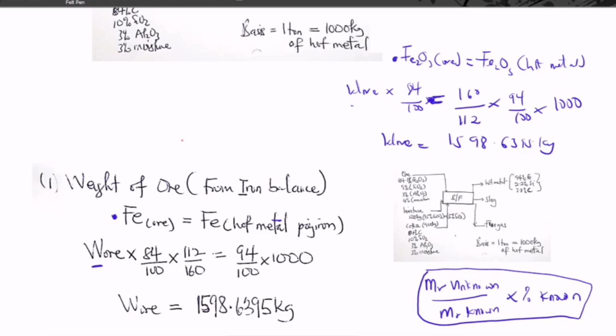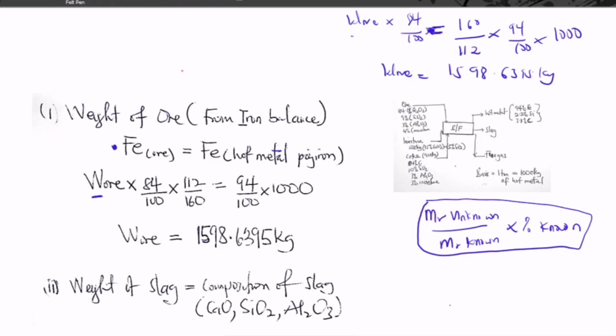The second question is asking us to find the slag. In this case, we should find the weight of slag. Finding the weight of slag, you should be able to identify the slag we have in the system. From the balance that we did, we know that we have calcium carbonate, and calcium carbonate, the slag that we generate is calcium oxide. We have silica, which is also a slag, alumina, which is also a slag. And we have another slag, but it's not in this question.